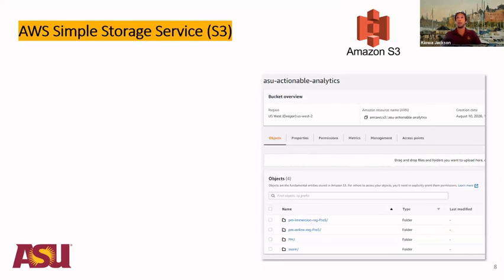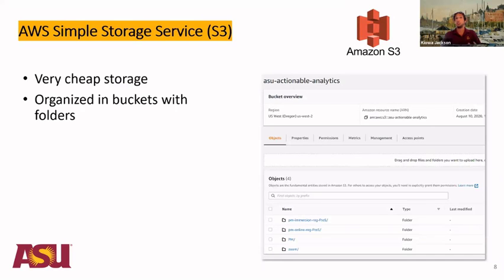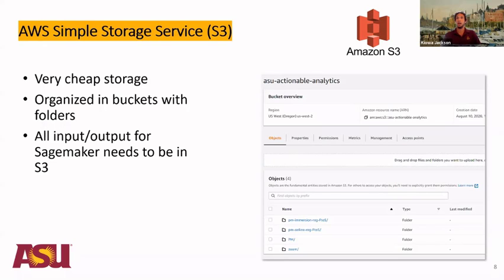That one is S3, so Simple Storage Service. Very cheap storage, organized in buckets with folders. You can think of it basically as Dropbox, but more scalable for larger size data. In SageMaker, all input into SageMaker needs to live in S3, and all the output goes to S3. So you will put your data into S3, SageMaker will pick it up, put it through the machine learning pipeline, and then post it back into S3 where you can pick it up and do something with it. And usually what it posts back is a set of predictions that you can use in your application.